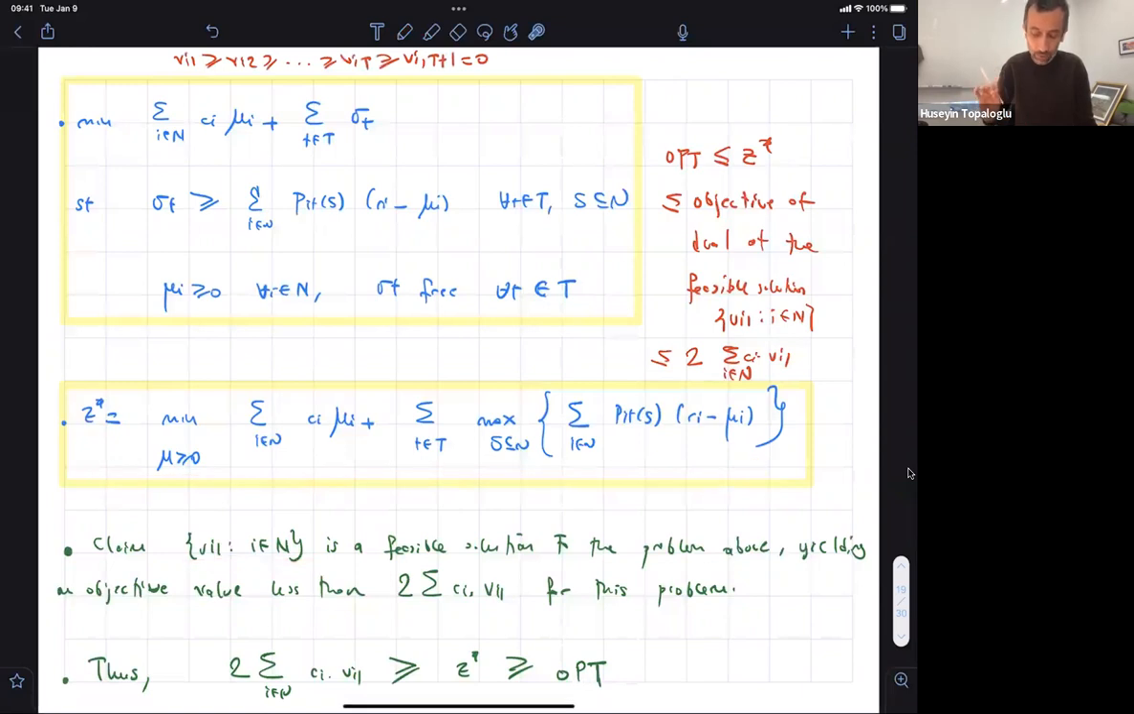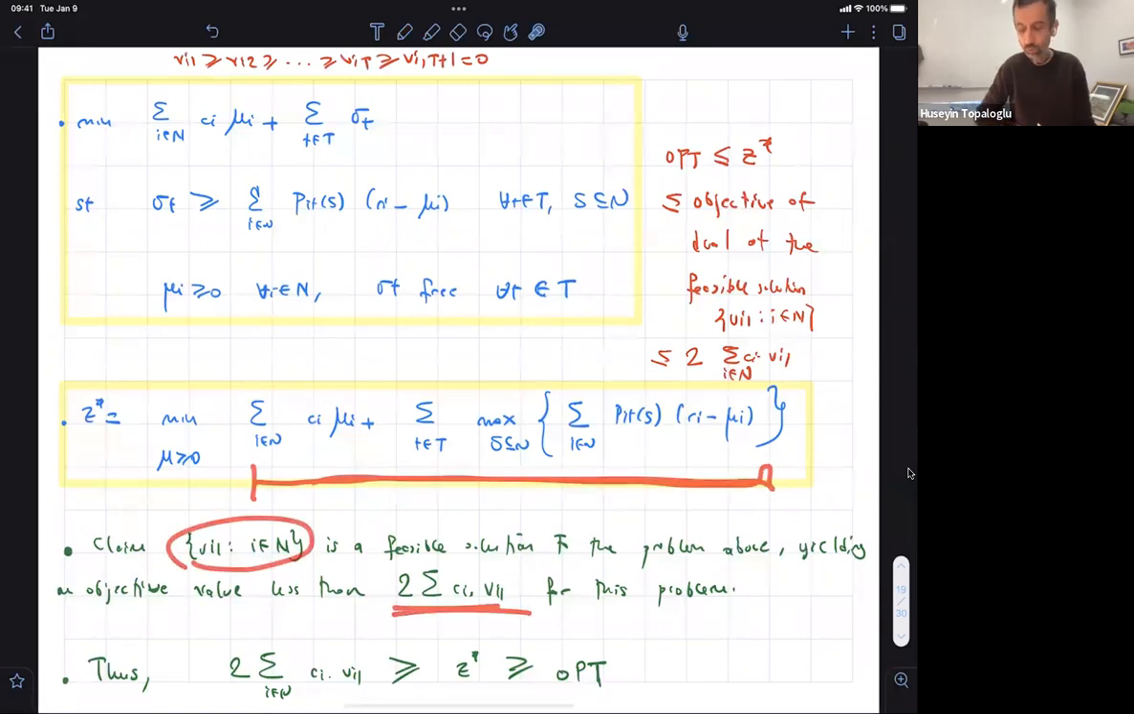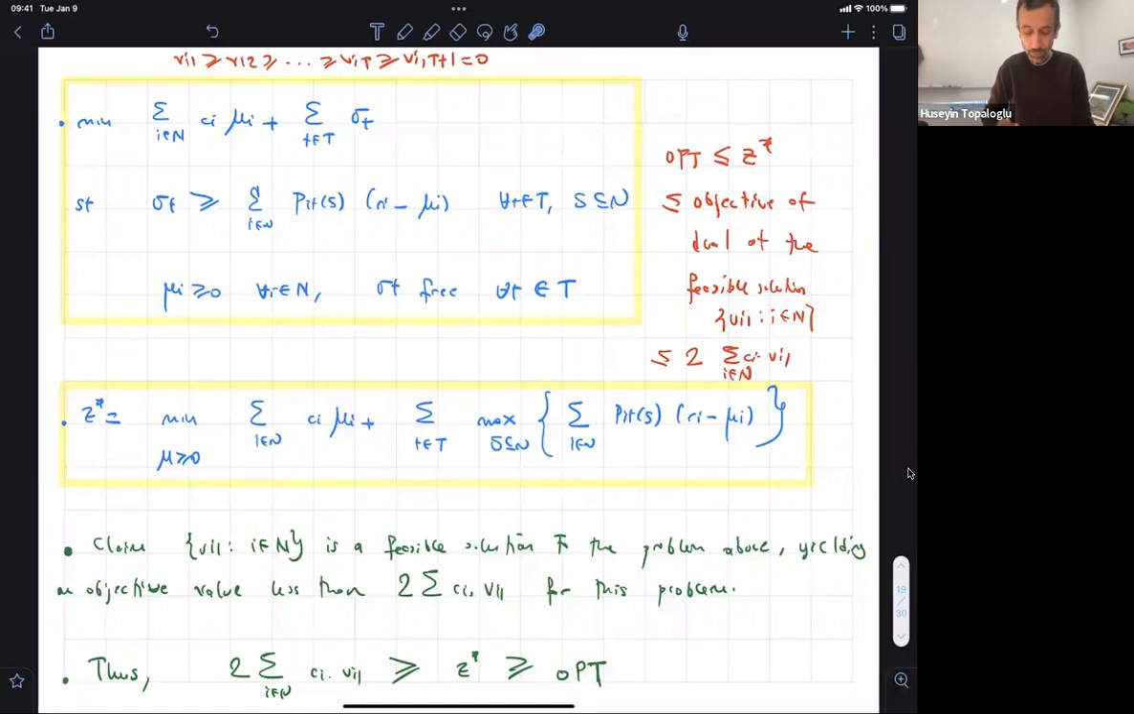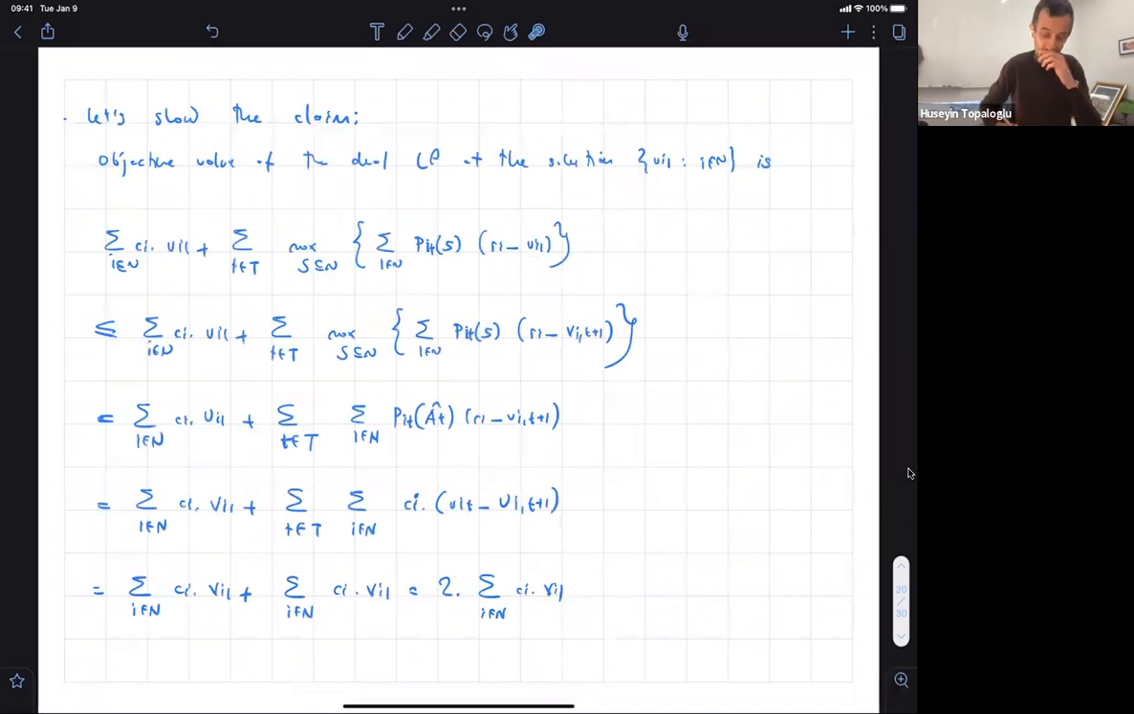So all that remains to show is that when I compute the objective function of our dual problem at the VI1s, I'm going to get at most 2 times CI times VI1s. That's all I need to show. The objective value of my dual, evaluated at this feasible solution, is going to be less than 2 times the initial valuation of the capacities. That is all we need to do. So now let's go ahead and compute the objective value of my dual problem at the solution VI1s. Replace mu by VI1, mu by VI1. Here we go. I want to show that that number is less than 2 times the initial valuation of the capacities according to my bid prices. Great.